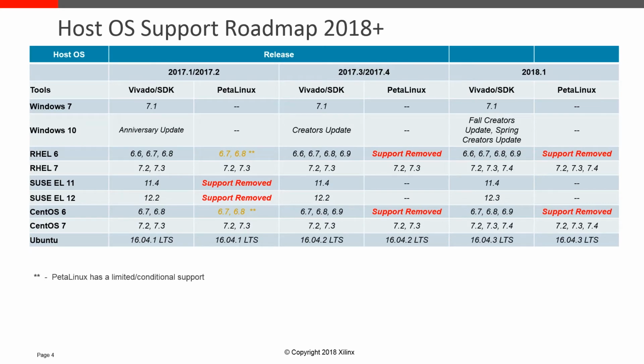In this release, no OS support has been removed compared to the previous release. Additional support has been enabled for Windows 10 Update v1803. And on the Linux side, Vivado 2018.1 introduces Red Hat, CentOS 7.4, SUSE 12.3, and Ubuntu 16.4.3 LTS support. Please refer to the 2018.1 release notes for the list of all supported versions.